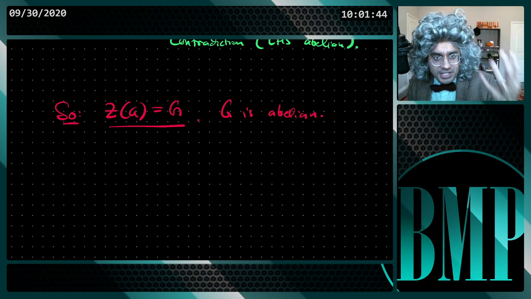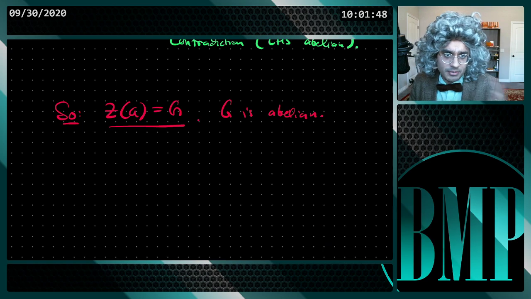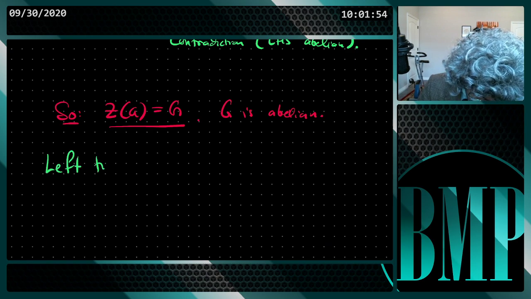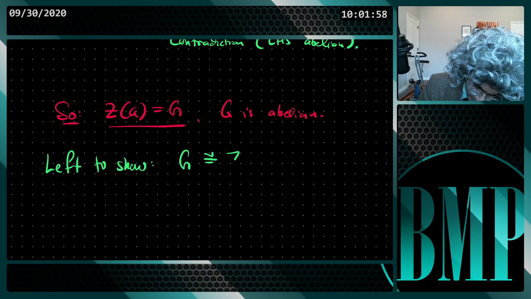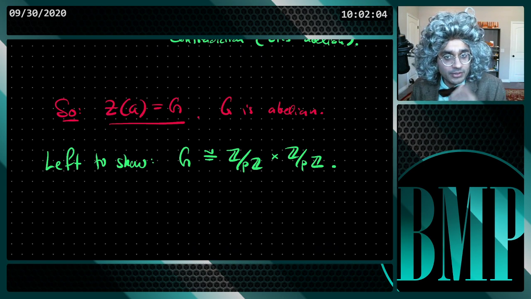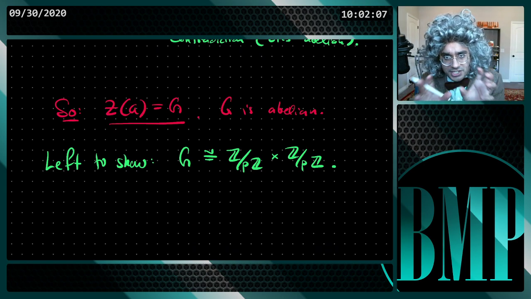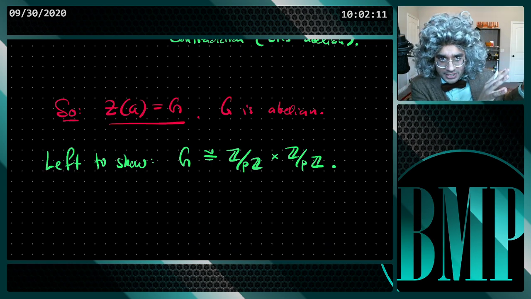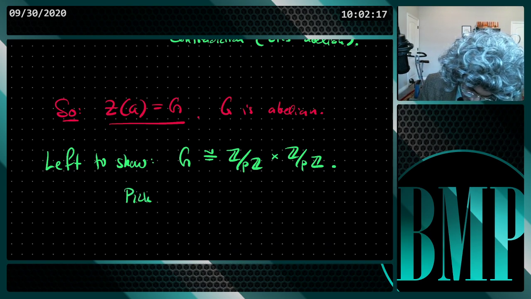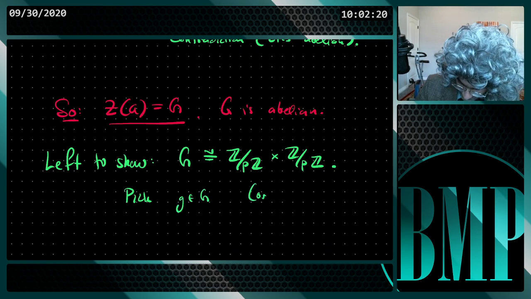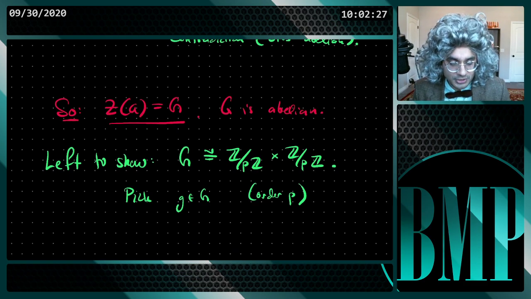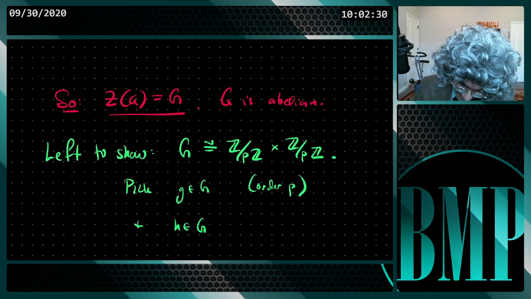And now we have to pin down that G is isomorphic to Z mod P cross Z mod P. What's left? So for this, same kind of H times K trick, number 7, that I showed you yesterday. So here it's like pick 2 elements, where we are assuming everything has order P or is the identity element. So pick G in here and H in G.